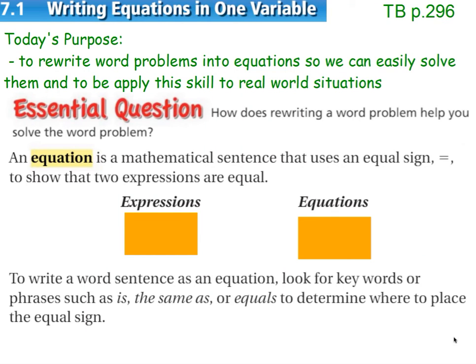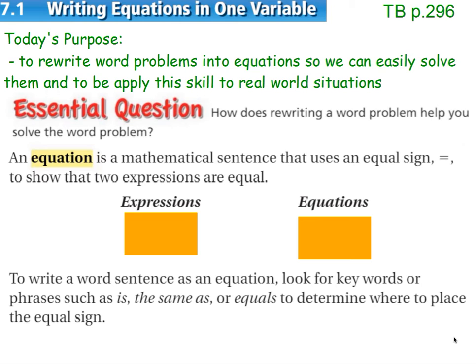Today we are going to start Chapter 7, Equations and Inequalities, and today's lesson is on page 296, 7.1, Writing Equations in One Variable. Our purpose is going to be to rewrite word problems into equations so we can easily solve them and to apply this skill to real-world situations.